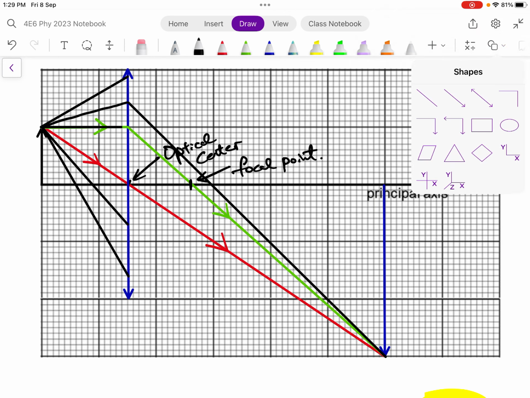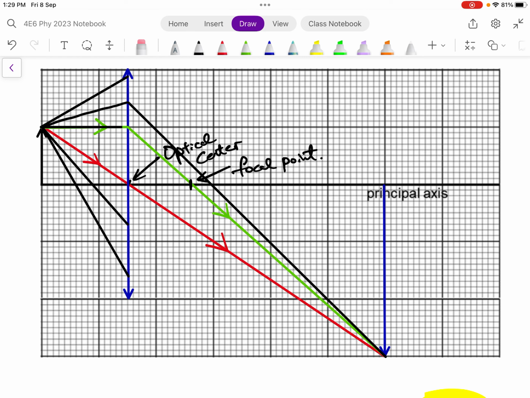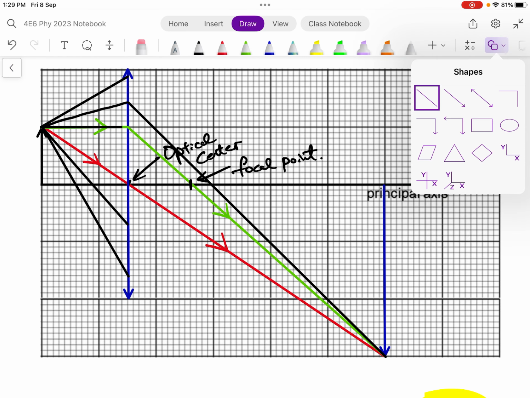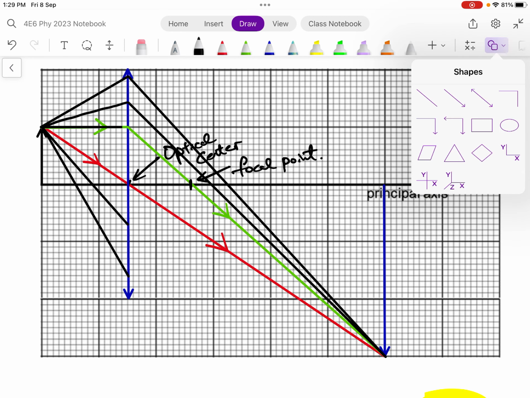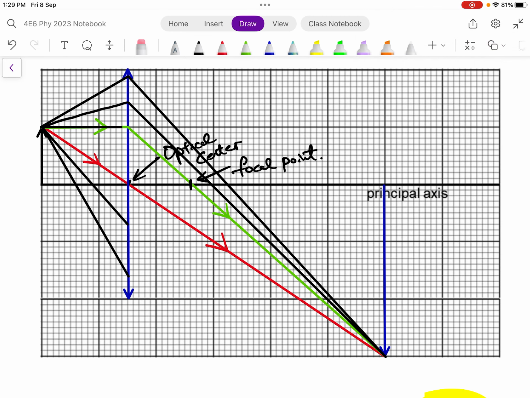So by drawing those two rays, we save ourselves some time, because once we have located the convergent point, all the other rays emitted from the object, after they cut the lens, will get refracted at such an angle that they converge to the convergent point.